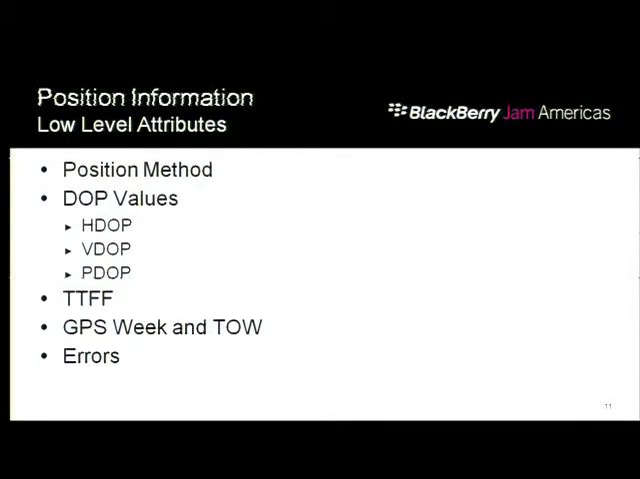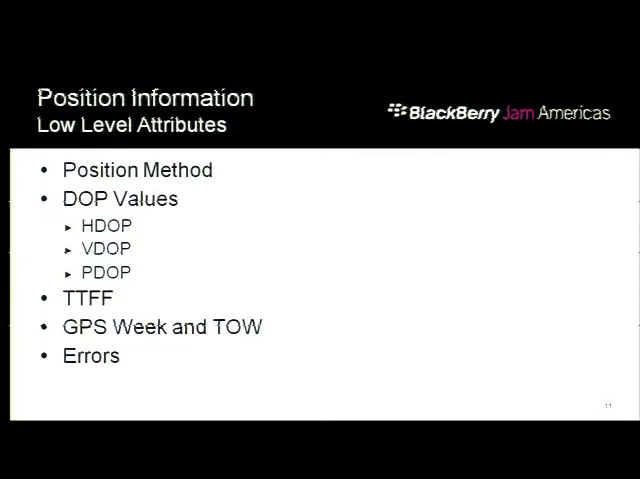And out of these attributes, I think position method and errors are the most useful ones. Position method will tell you exactly which method was used to compute a fix. So if you specified your preferred positioning method to be all, for example, you might want to know what method was used to compute a specific fix, right? Because it's going to try everything, and you don't know which one worked. So in that case, you can look into the position method attribute and see what method was used.